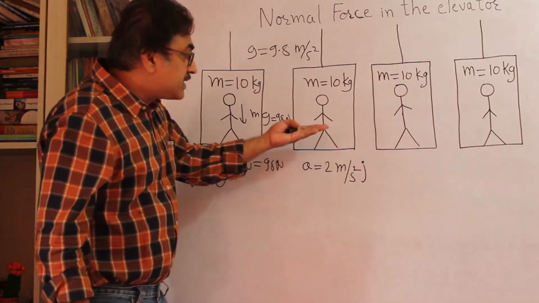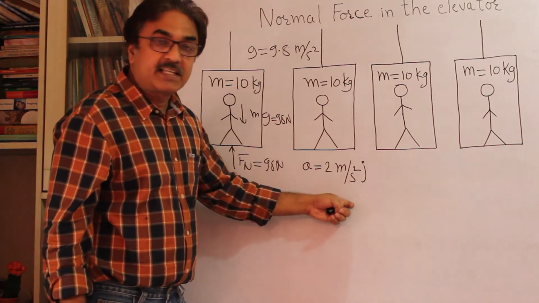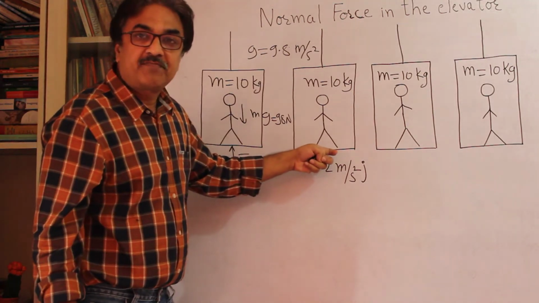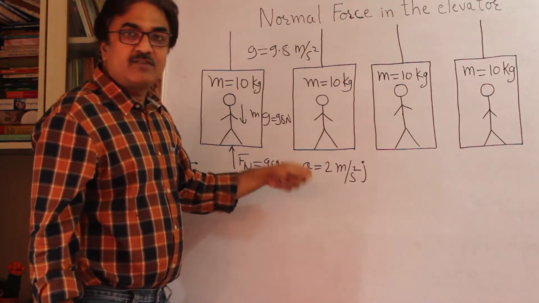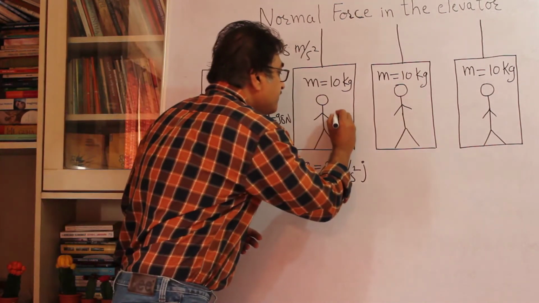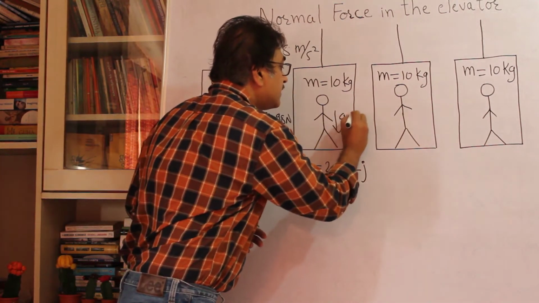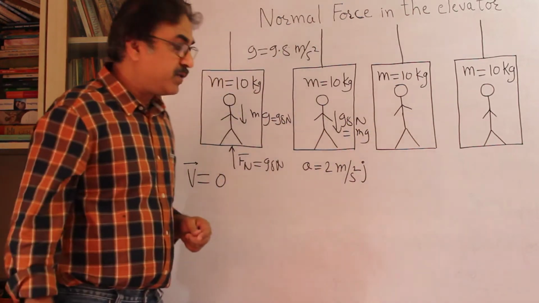So this lift is now accelerating at the rate of 2 meters per second square. Now what will be the normal force? The downward force is going to remain the same because we are closer to Earth. So this is going to be 98 newtons, m into g.